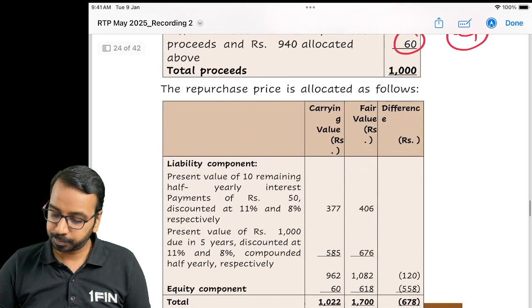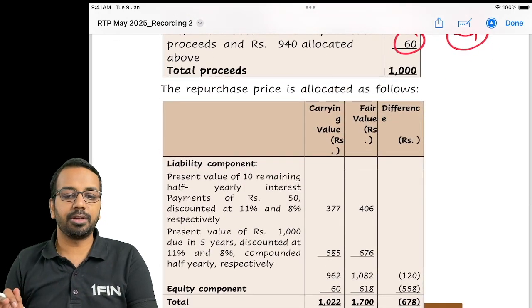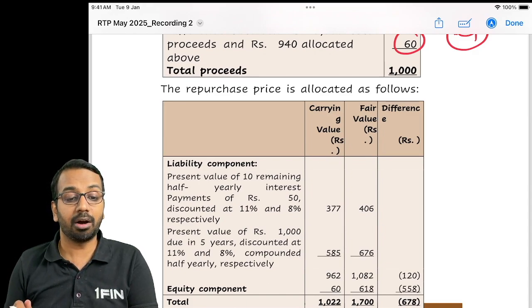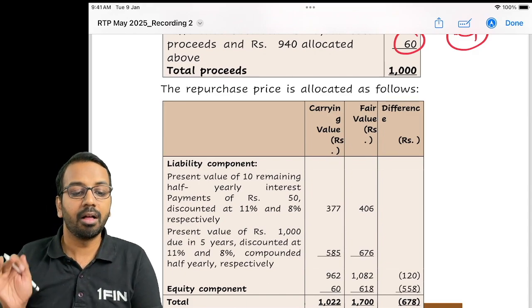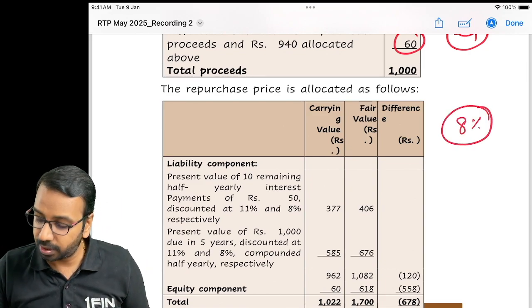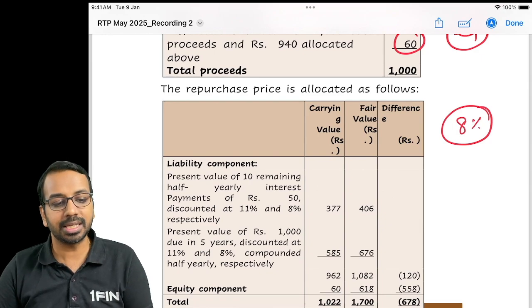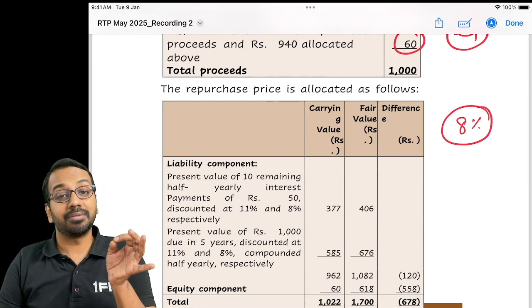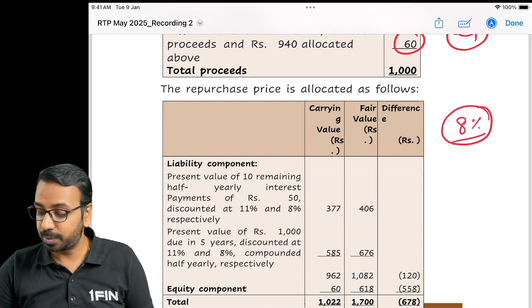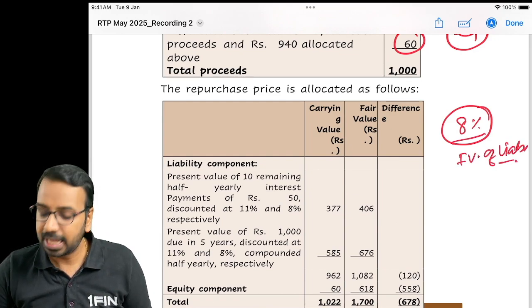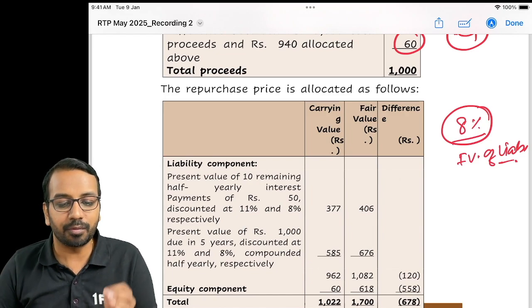Now, when you repurchase, what has happened? They have repurchased at the end of 5 years. And at the end of 5 years, what they are saying is that the relevant discount rate is 8%. Now, what is the purpose of giving this relevant discount rate? By using this relevant discount rate of 8%, we can calculate the fair value of the liability. What is the fair value of the liability?